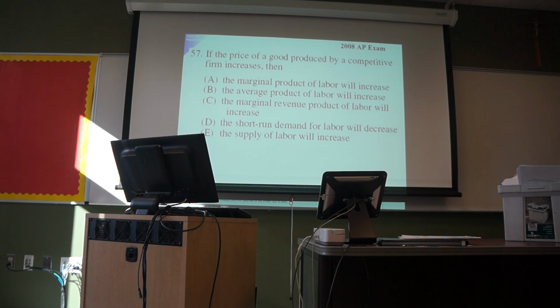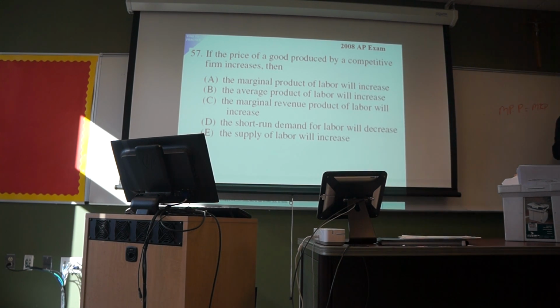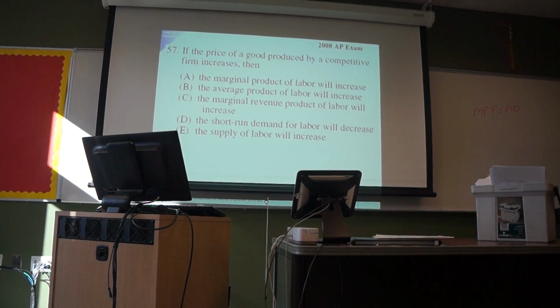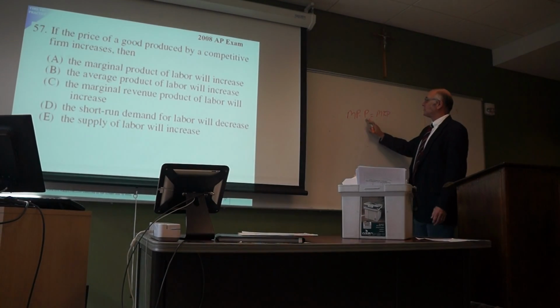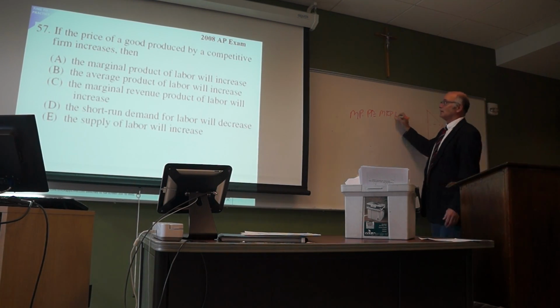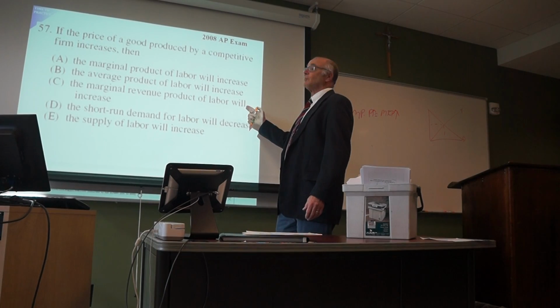All right. How do you figure out marginal revenue product? You multiply the price by the marginal product. So it's MP times price? That gives you MRP, right? Yeah. Let's say this is pizza makers. If the price of this good increases, what has to happen to MRP? It has to increase, right? Because price goes up, MP stays the same. So the MRP of labor will increase. C is the answer.